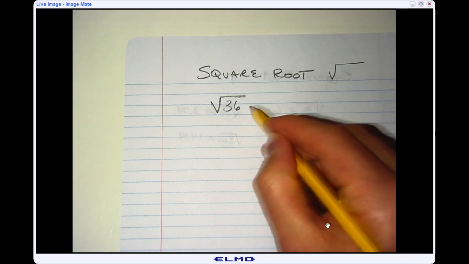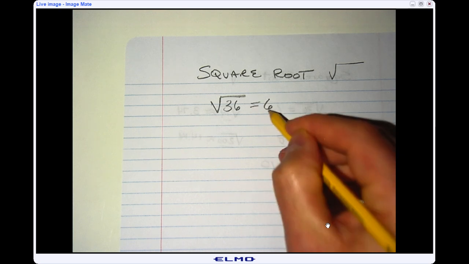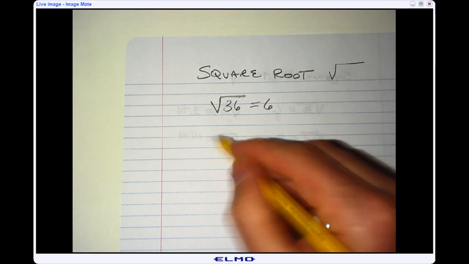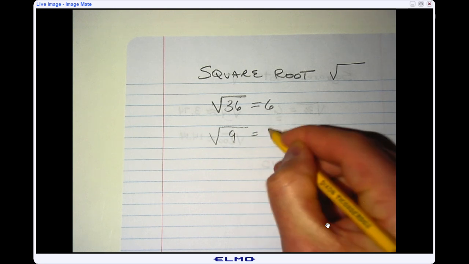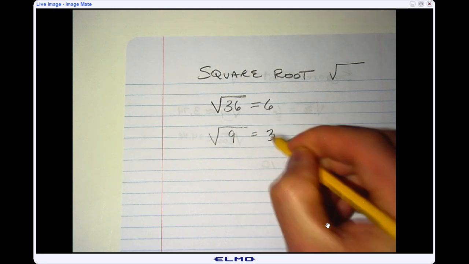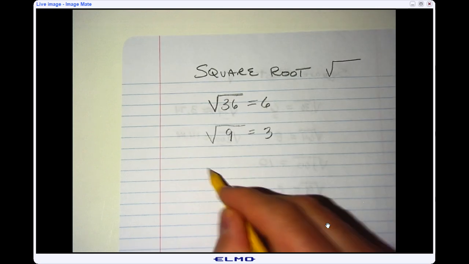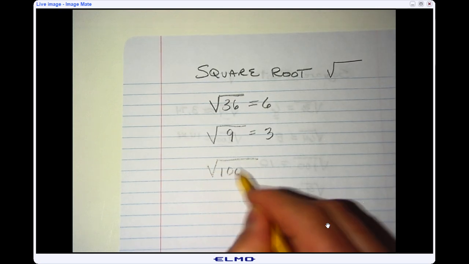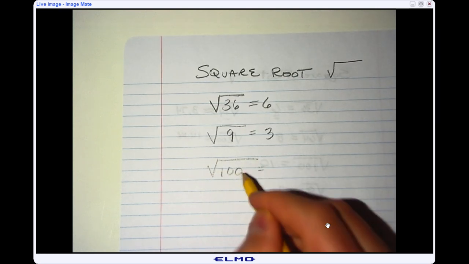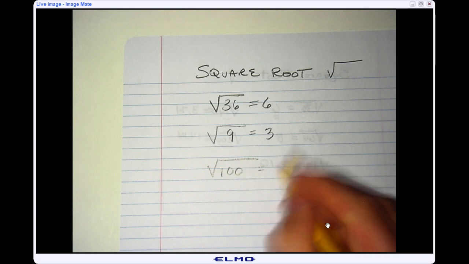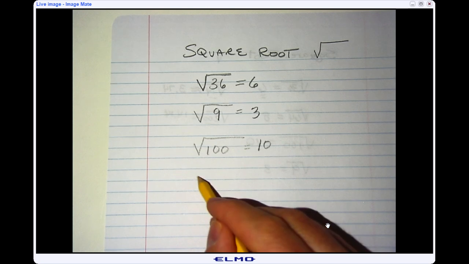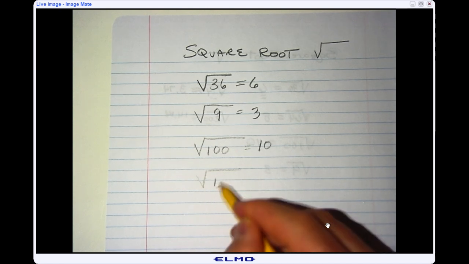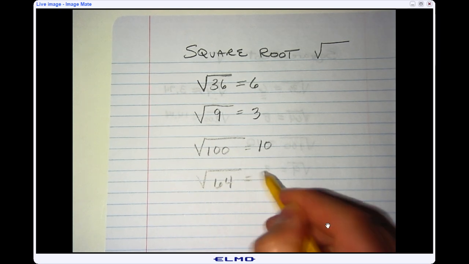So the square root of 36 is 6, because 6 times 6 is 36. If I did the square root of 9, my answer would be 3, because 3 times 3 is 9. If I did the square root of 100, I'm looking for some number times itself which is 100, which would be 10. If I did the square root of 64, that would be 8.